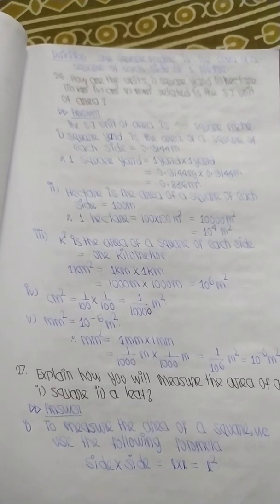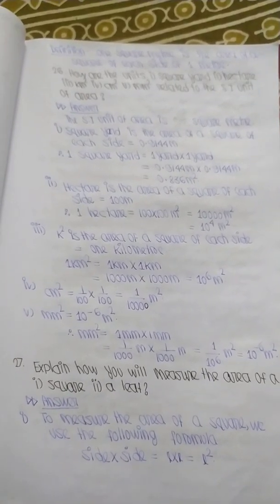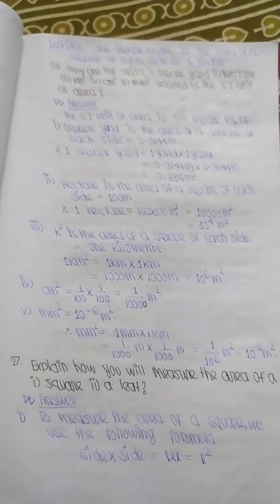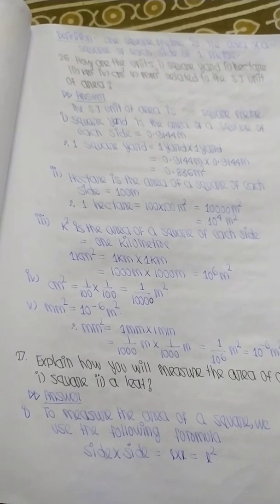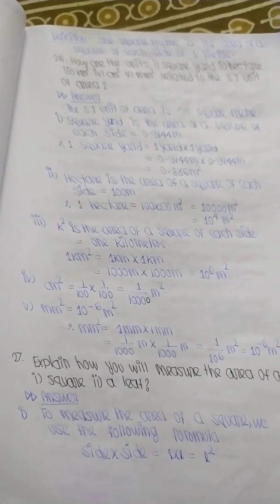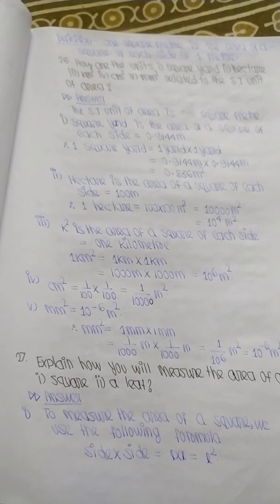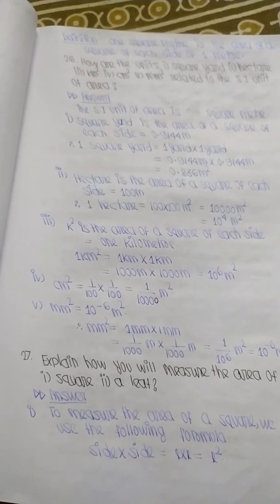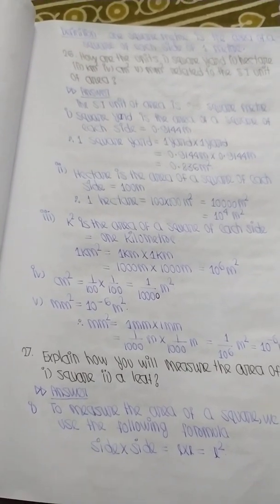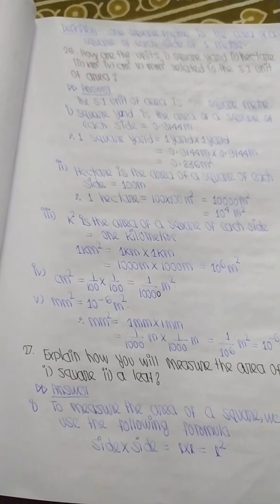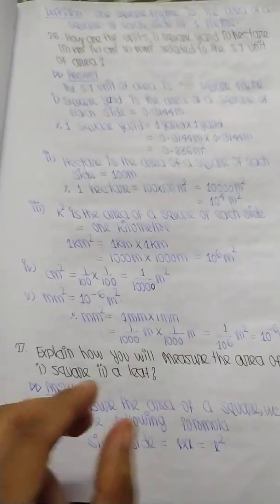Number 27, the last question of this exercise. Explain how you will measure the area of: number 1, a square; number 2, a leaf. Number 1, to measure the area of a square, we use the following formula: side into side, which is equal to L into L, length into length, which is equal to length square or L square.